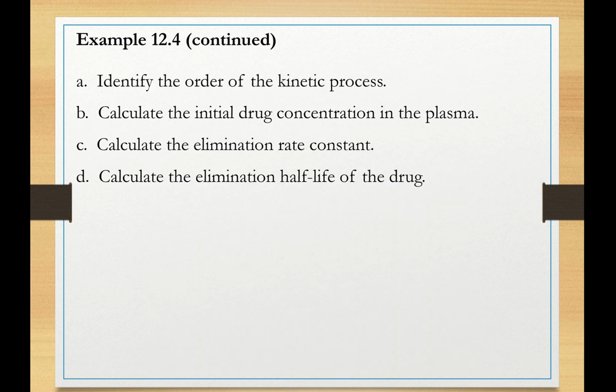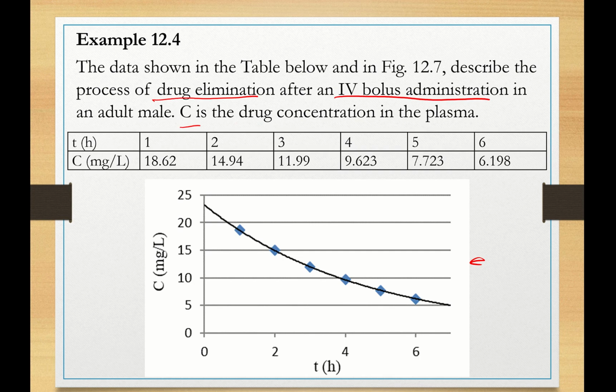What we have to answer here is: identify the order of the kinetic process, calculate the initial drug concentration in the plasma, so that would be C0, right? Calculate the elimination rate constant, that would be the K, and calculate the elimination half-life of the drug, so that would be T half. Obviously, in order to determine whether the process is a first order rate process, you're going to have to plot this data as ln C versus T, okay?